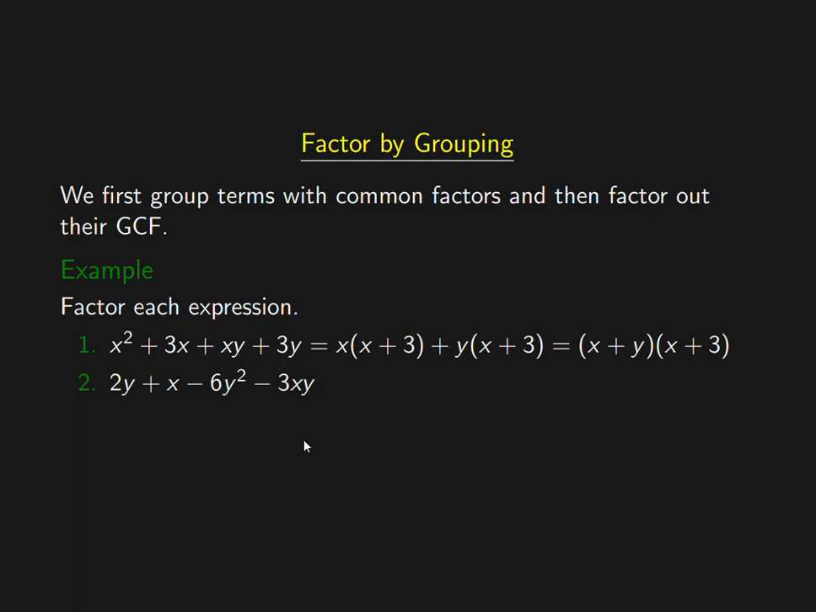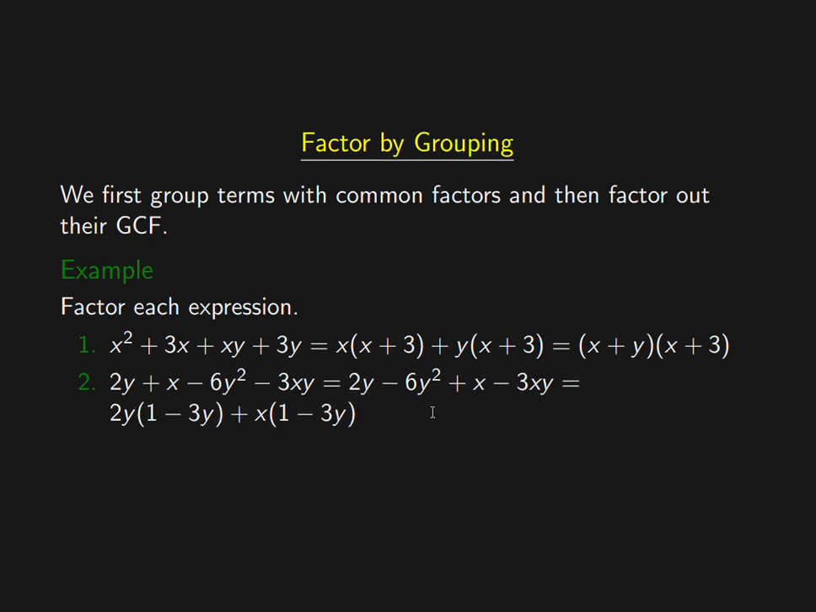2y plus x minus 6y squared minus 3xy. We can apply the commutative property of addition and move minus 6y squared to the left of x. And we have 2y minus 6y squared plus x minus 3xy. Now we take the GCF of the first two and the GCF of the last two. The GCF of the first two is 2y, so we have 2y times 1 minus 3y, plus the GCF of the last two, x. So we have plus x times 1 minus 3y.